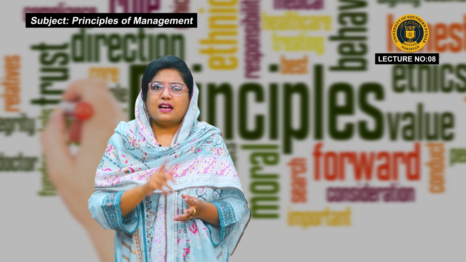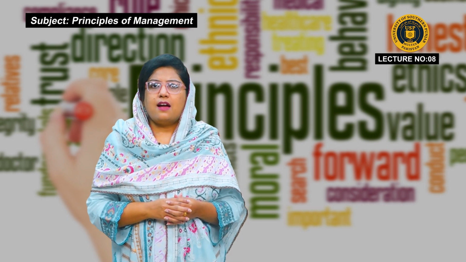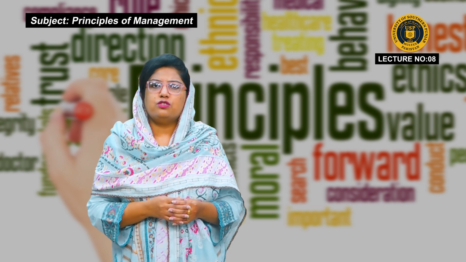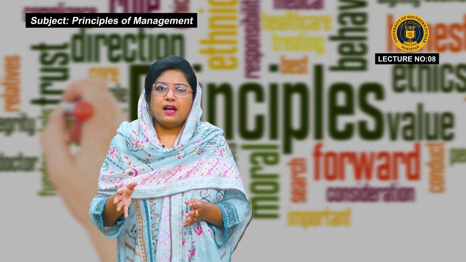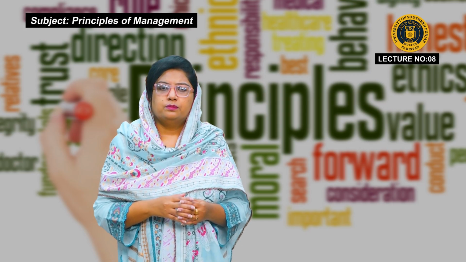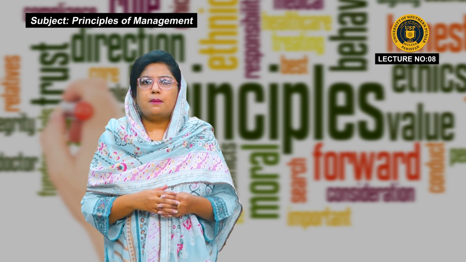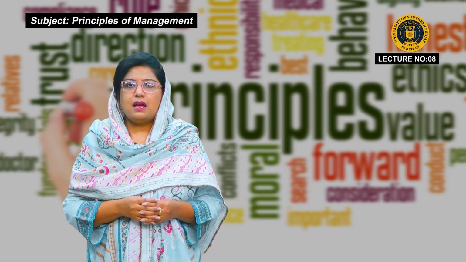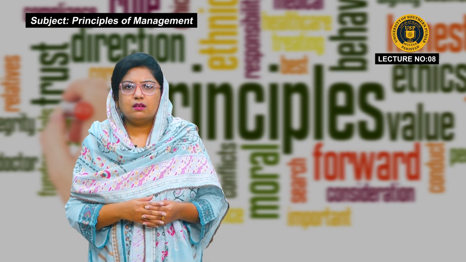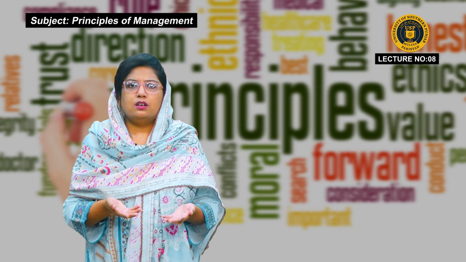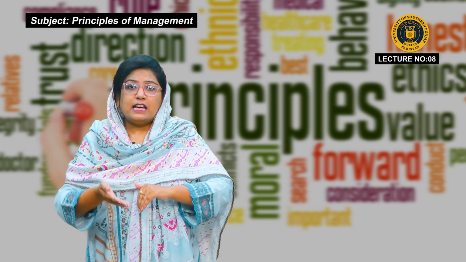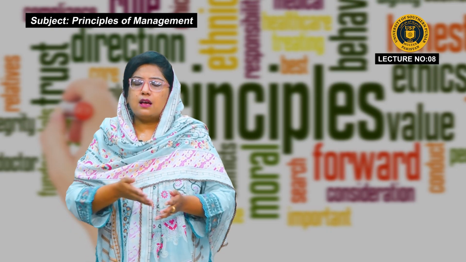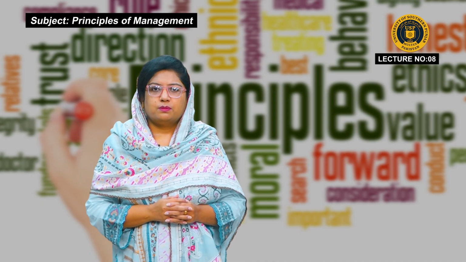And the last bias is hindsight bias. After an event happens, managers believe that they knew it all along and could have predicted it. For example, after a company goes bankrupt, managers claim they saw it coming, although they never took preventive actions before. This prevents genuine reflection on past mistakes.